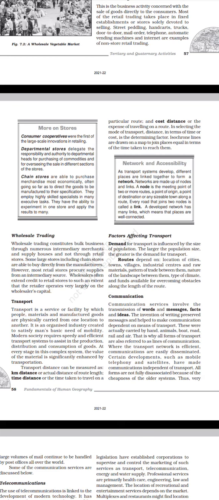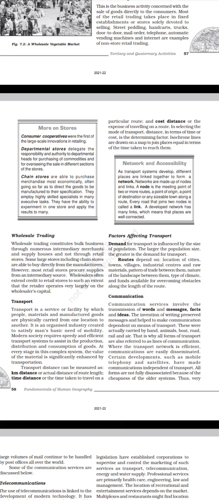Transport distance can be measured as a kilometer distance or actual distance of route length, time distance or the time taken to travel on a particular route, and cost distance or the expense of traveling on a route. In selecting the mode of transport, distance in terms of time or cost is the determining factor. Isochron lines are drawn on a map to join places equal in terms of the time taken to reach them.